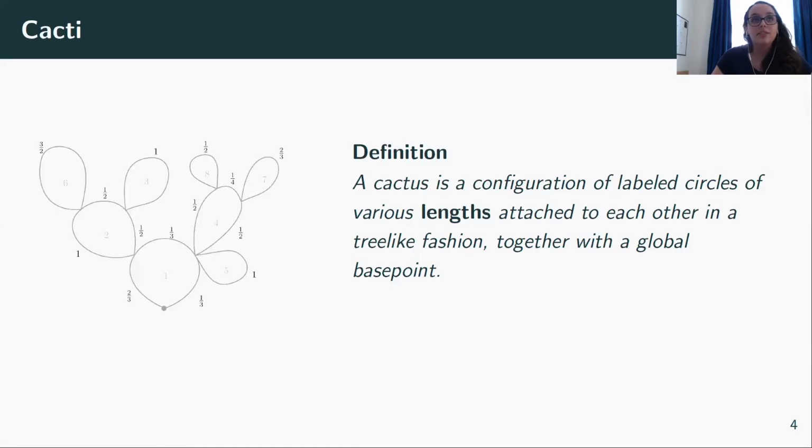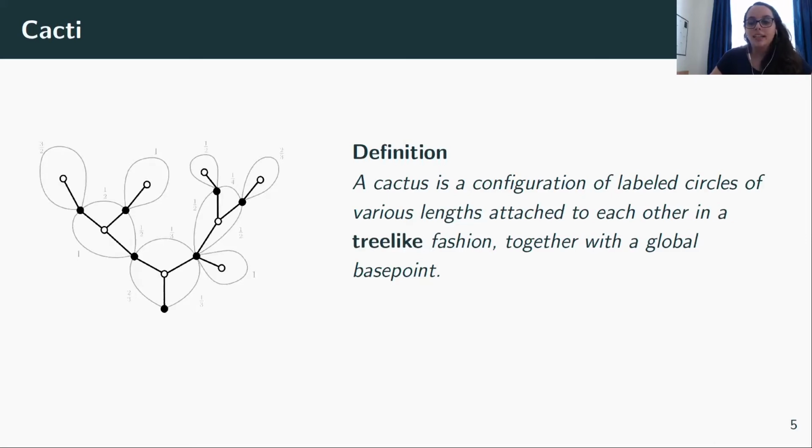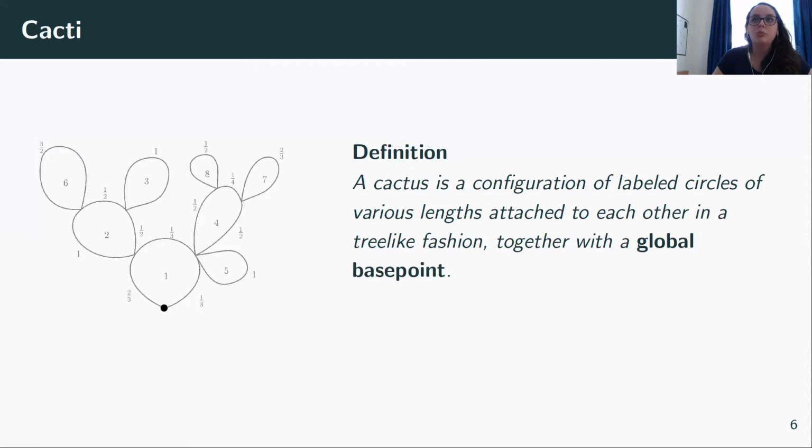Now, the condition of being tree-like doesn't depend at all on an embedding in the plane. This is a very graphical condition. So you can define a black and white graph associated to a cactus simply by replacing the lobes by white vertices and the intersection points by black vertices. And you say that a configuration of circles is tree-like if this dual black and white graph is a tree. And finally, the last piece of data in the cactus is a global base point, which is this point over here. Here it wasn't attached to lobe number 1, but it could be attached anywhere.